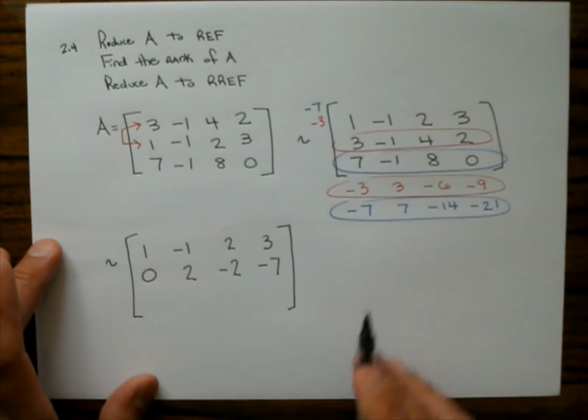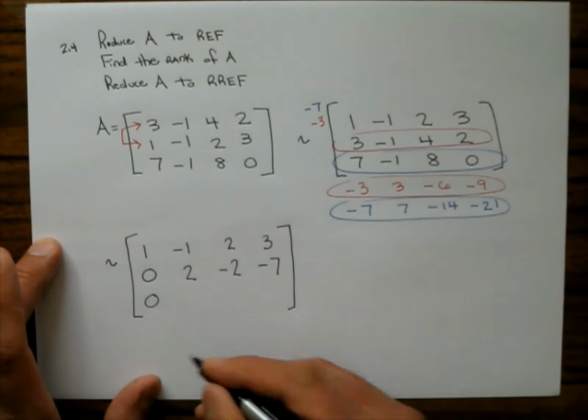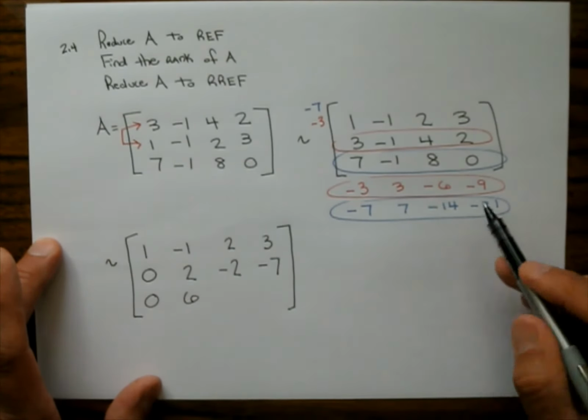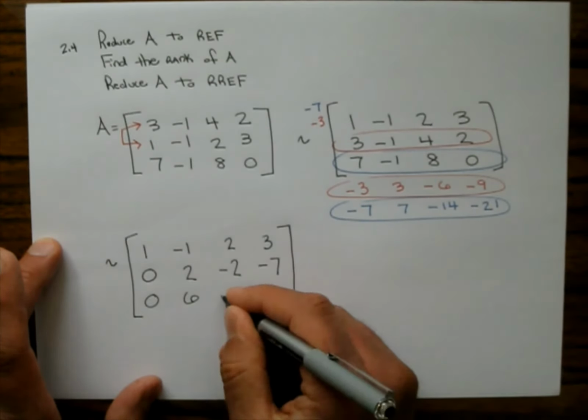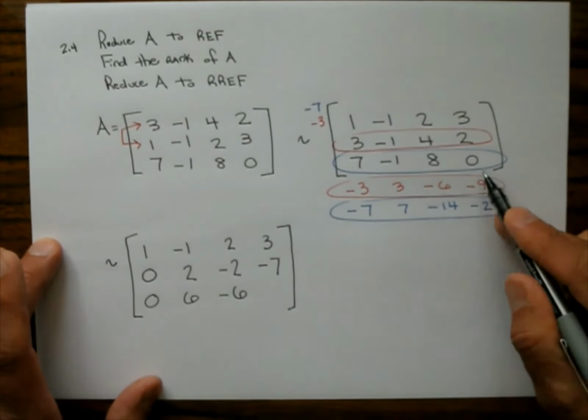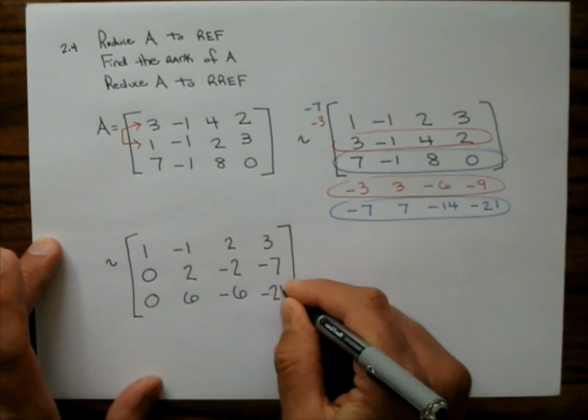Let's see what my new row 3 is. So 0, and then -1 + 7 is 6. And then we have an 8 minus 14, which gives me a -6. And then this guy right here is 0 minus 21. This is -21.